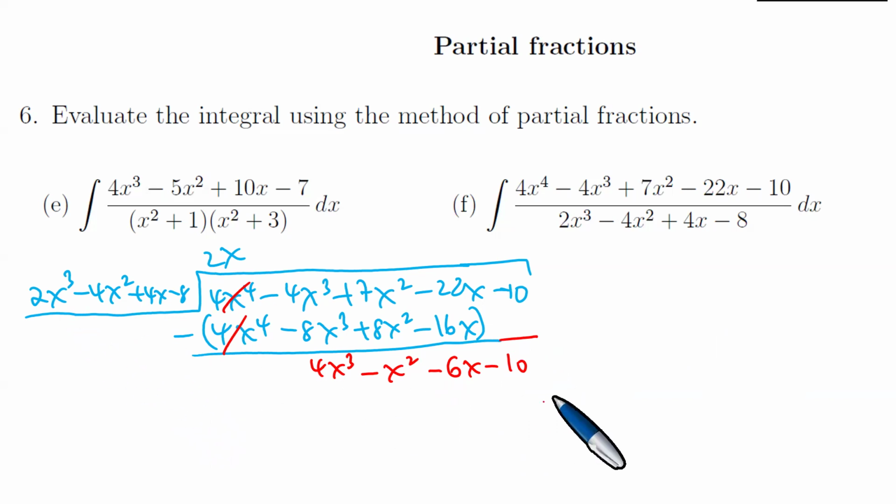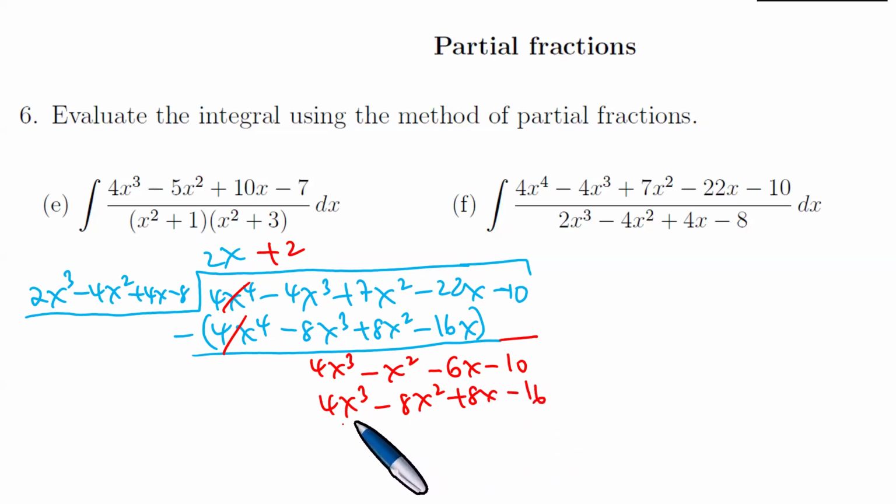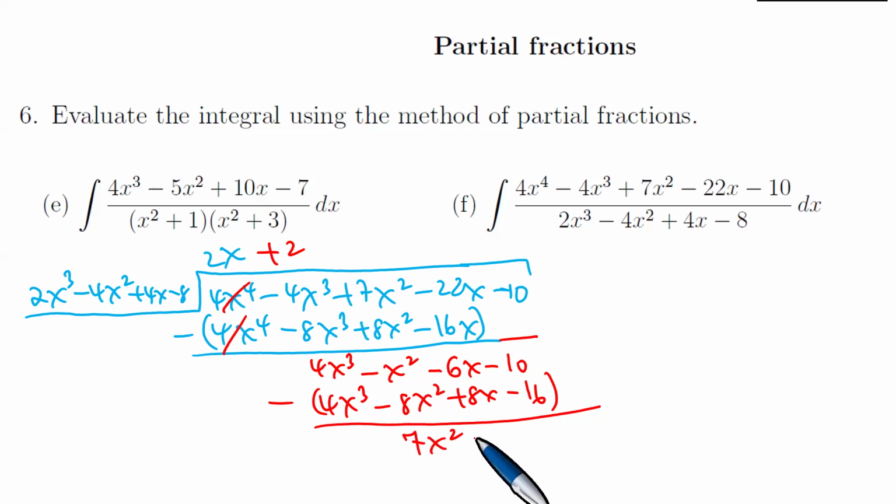Now this is what we have, and then we perform further division. We have this one divided by the 2x cubed, you get exactly a 2. Multiply this, which is 4x cubed minus 8x squared plus 8x minus 16. Okay, this one you add this and it becomes 7x squared. And then this one is minus 14x, and then this one is plus 6.